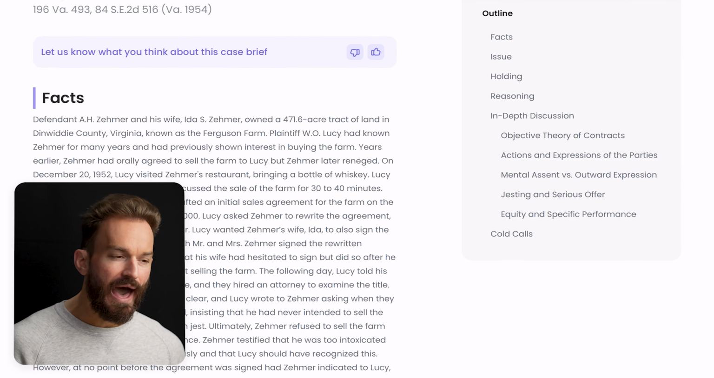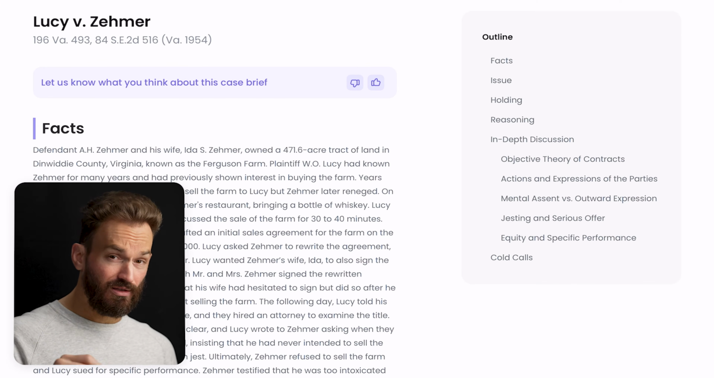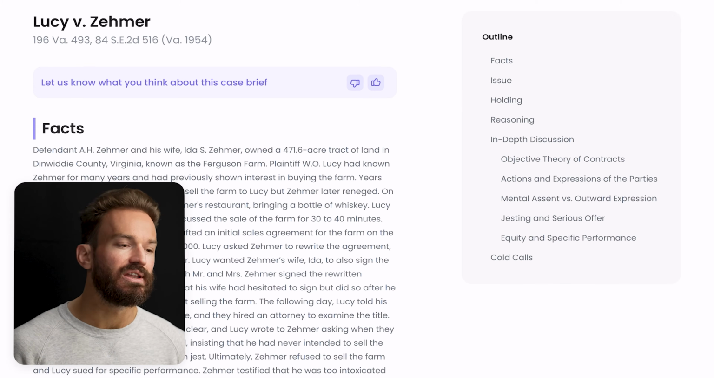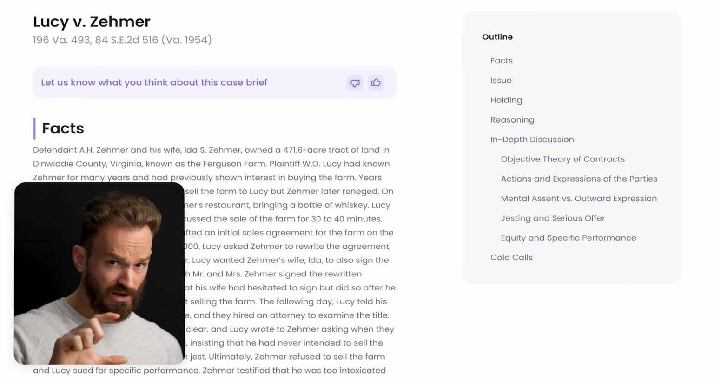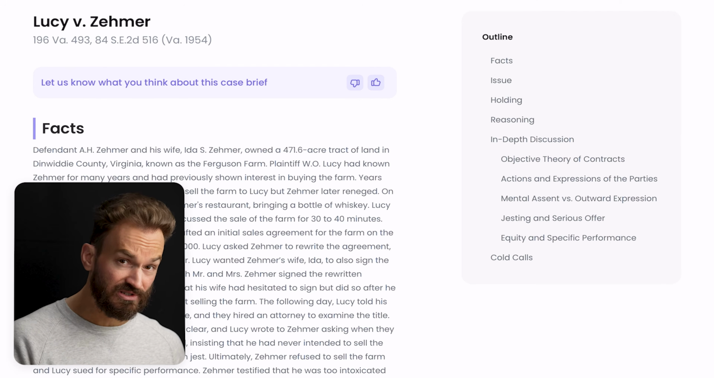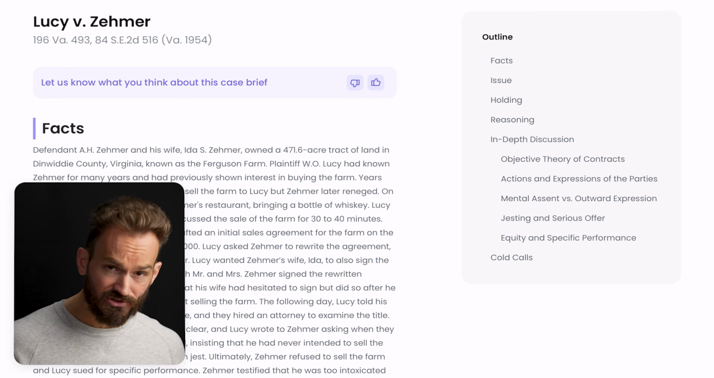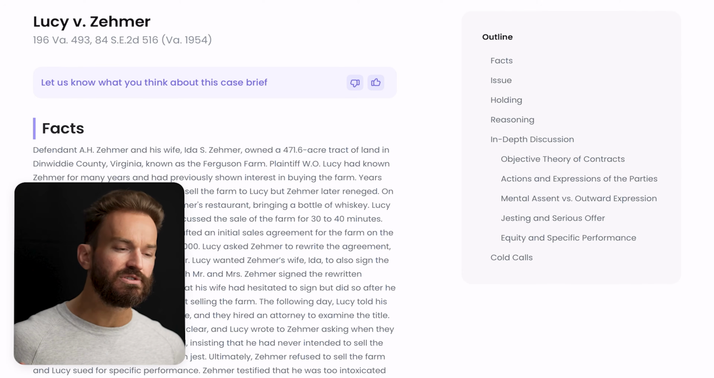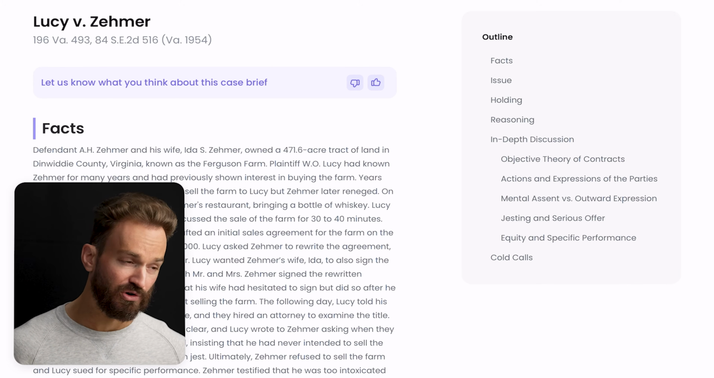So just for some quick background, before we get into the facts here, this case centers on the objective nature of mutual assent as a requirement to formation of contracts. For this case, we really just want to understand the difference between objective and subjective tests. This is really going to help us understand the court's decision in Lucy v. Zehmer, but it's also going to help us understand as 1Ls in law school, whether we're in torts, contract law, criminal law, understanding the difference between objective and subjective tests is going to be really beneficial.